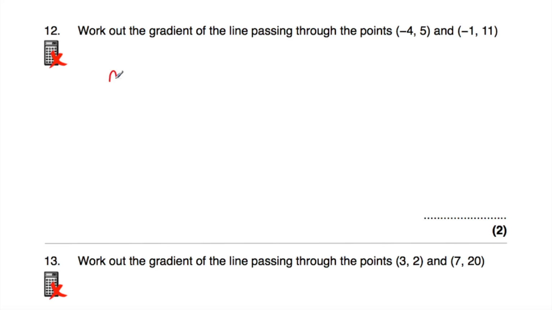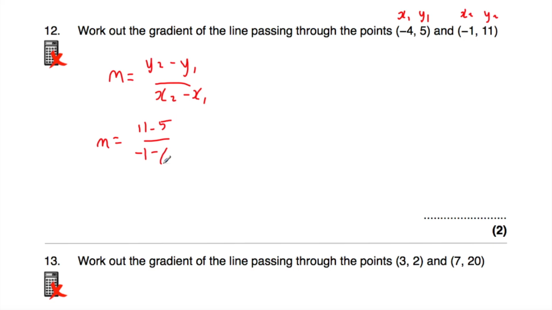So I'm going to use the formula m, the gradient, is equal to y2 minus y1 over x2 minus x1. Let's label the points. The first point I'm going to call x1, y1, and the second point I'm going to call x2, y2. Now let's substitute those values into the formula. So m is equal to y2, that's 11, minus y1, that's 5, all over x2, which is -1, subtract x1, which is -4.